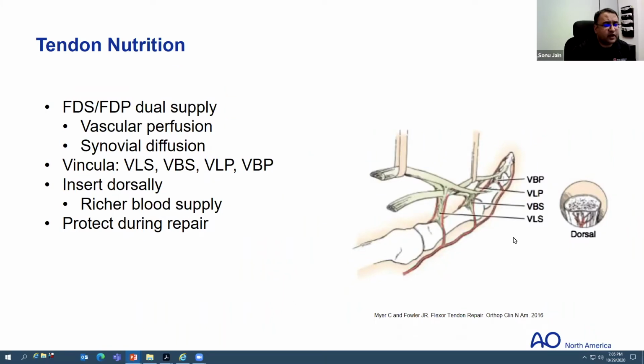So look at this picture on the right here. This shows the vincula longus superficialis and the brevis superficialis. You have the longus profundus and the brevis profundus. These are critical for allowing tendons to gain nutrition and to heal when you have tendon injuries. These insert dorsally, so you want to preserve them. When you have a tendon laceration that you're repairing, you want to preserve these and not transect them, because this is going to be helpful for you in terms of your patient's recovery.